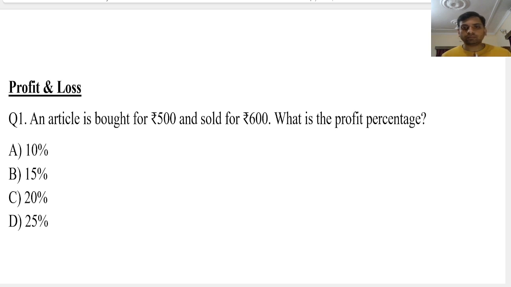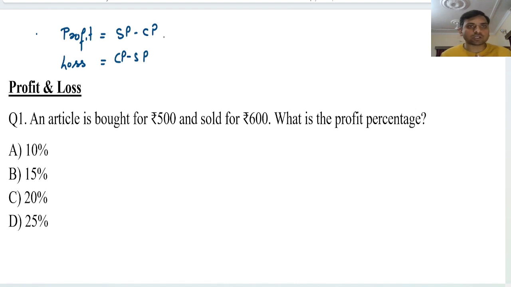Hello everyone. So today we will see some questions on profit and loss. First we will see formulae. For profit, the formula is profit equals sales price minus cost price, and if this is loss, then loss equals CP minus SP. Or if we are getting a negative quantity in the formula SP minus CP, then this is also considered as loss.